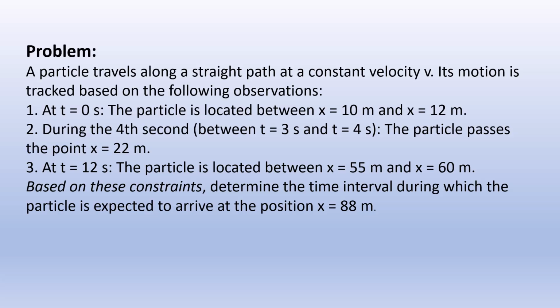First, at t equal to 0, the particle is somewhere between x equal to 10 meters and x equal to 12 meters. Second, during the fourth second, that means between t equal to 3 seconds and t equal to 4 seconds, the particle crosses the point x equal to 22 meters. And third, at t equal to 12 seconds, the particle is located somewhere between x equal to 55 meters and x equal to 60 meters.